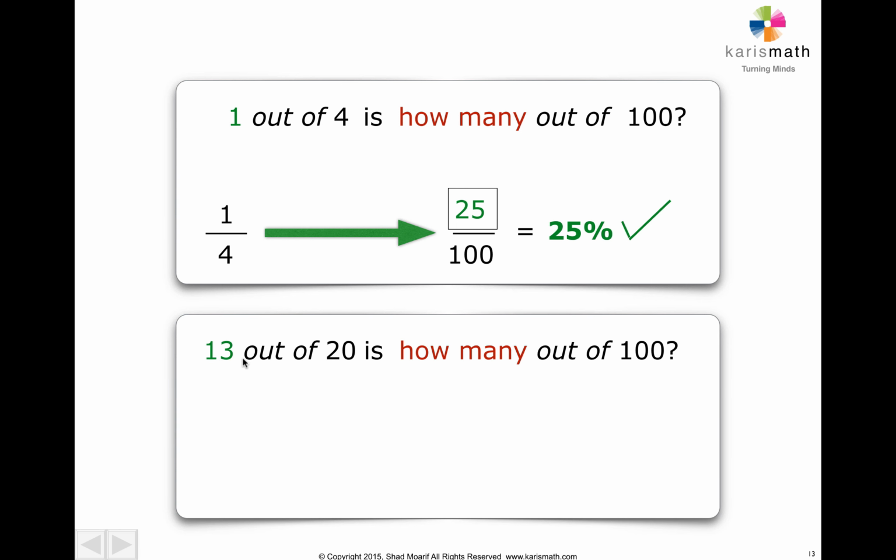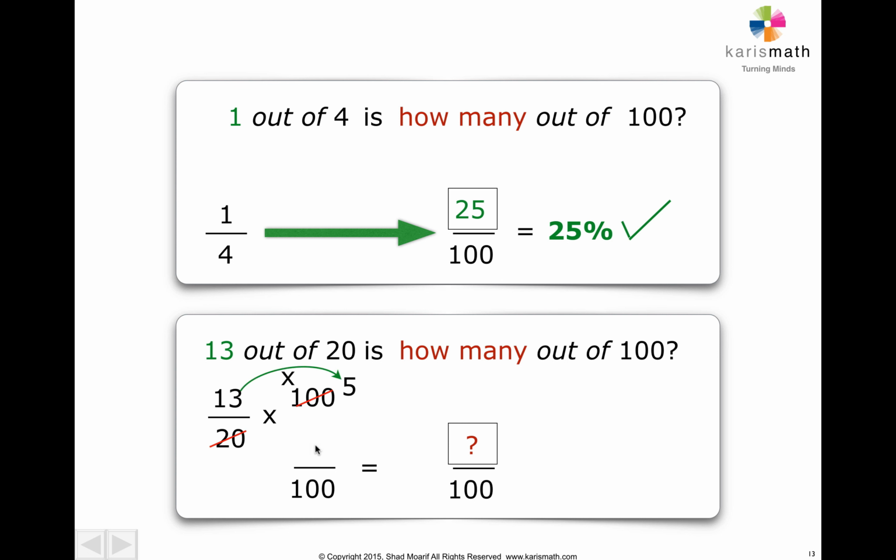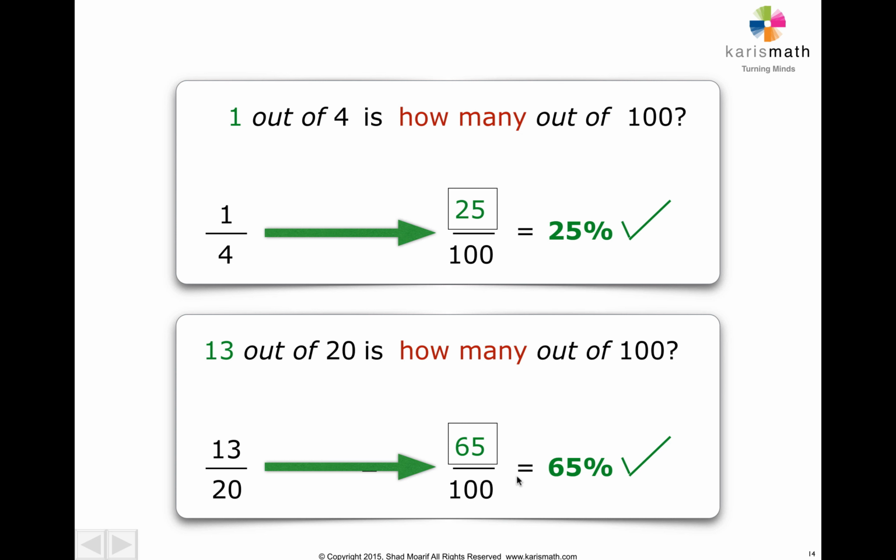Let's do this one. 13 out of 20 is how many out of 100? Okay. 13 out of 20 multiplied by 100 over 100. What's the answer? This is the same 100 here. We just leave this alone. Multiply that, and of course it is 65%, because 65 out of 100 is 65%. So, very simple way to convert a fraction, any fraction, into percentage.